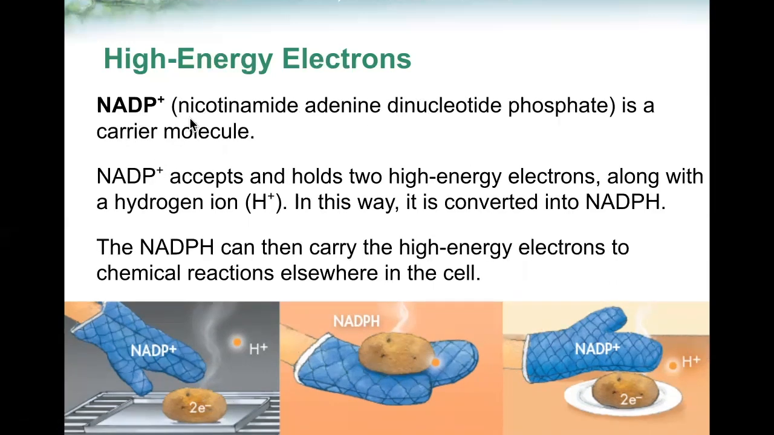NADP plus, nicotinamide adenine dinucleotide phosphate, is a carrier molecule. NADP plus accepts and holds two high energy electrons along with a hydrogen ion. In this way, it is converted into NADPH. The NADPH can then carry the high energy electrons to chemical reactions elsewhere in the cell, from here to here.